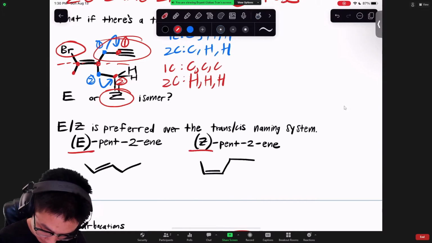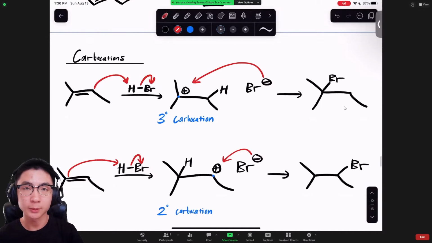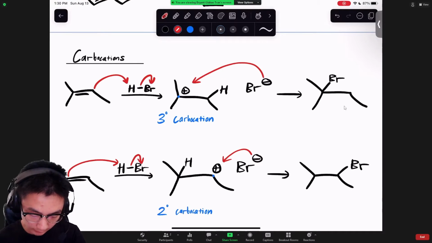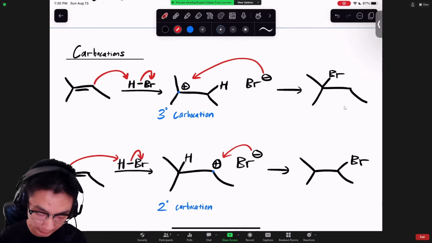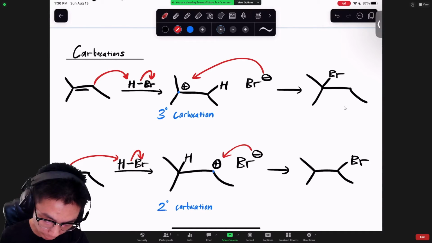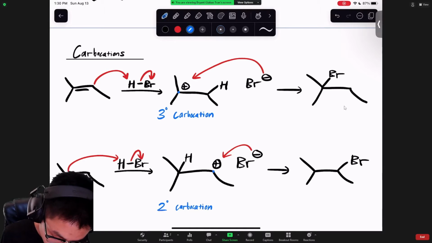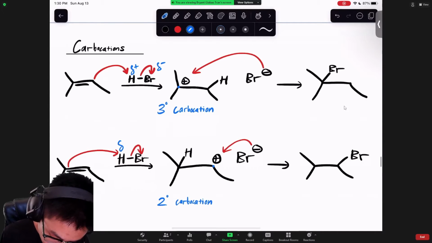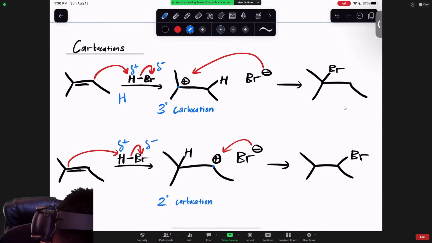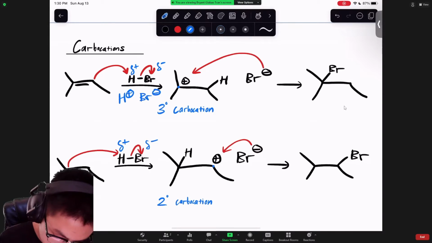E and Z. Now let's go over the concept of carbocations. We see that we have an alkene here with an HX, where X is any halogen like bromine, chlorine, and iodine. There are two ways that this double bond can attack this partially positive hydrogen, since this bromine is partially negative. Or we could also think of it as fully dissociable H plus ions and fully dissociable Br minus ions.